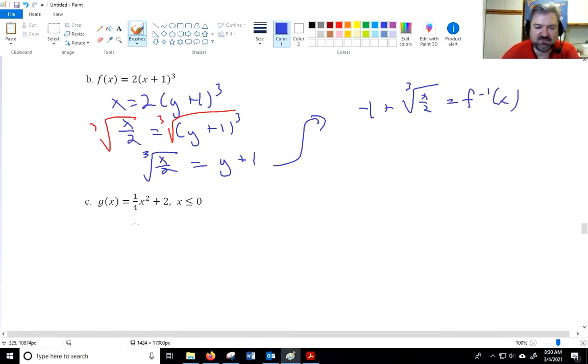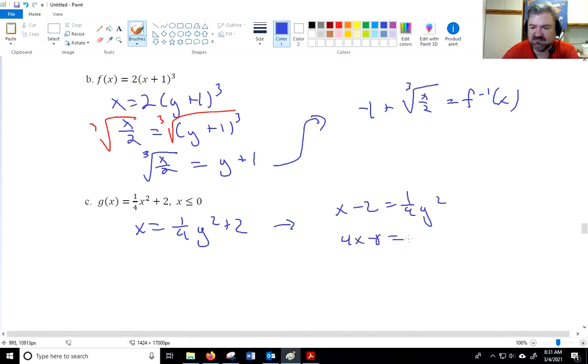All right, this one we're given a domain restriction. We just need to make sure we bear that in mind. Switch the x and the y and solve for y. Multiply both sides by 4, and you get 4x minus 8 is equal to y squared. And we would normally take the plus or minus square root. But if you'll look, our range needs to match this domain, and our domain is for negative numbers, so we'll be choosing the negative square root this time for our g inverse of x.